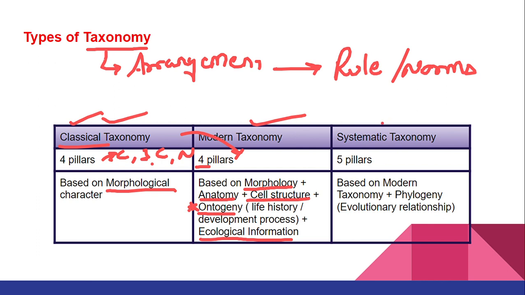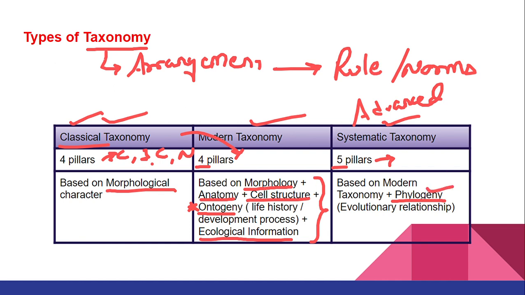Now, the last one is systematic taxonomy. This is the most advanced one. When I say it is the most advanced one, that means we have 5 pillars. The 4 pillars you already know, and the 5th pillar is phylogeny, right? So this is based on all the categories which I mentioned in modern taxonomy, along with phylogeny.